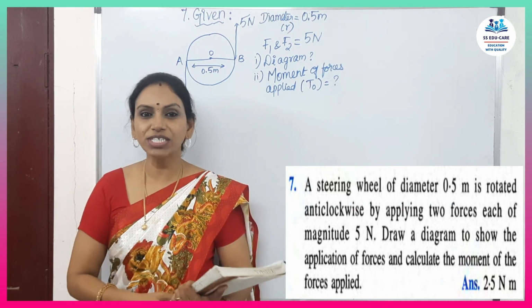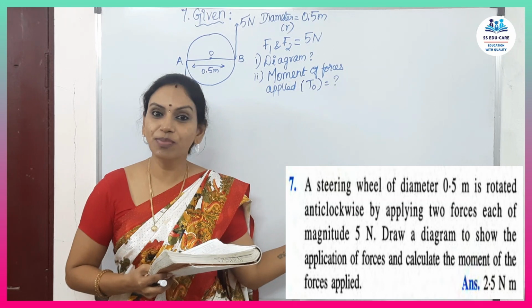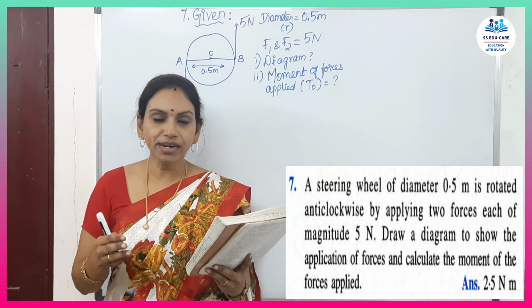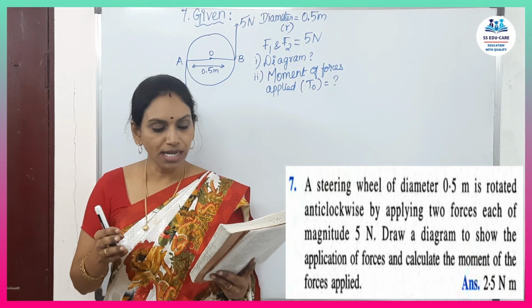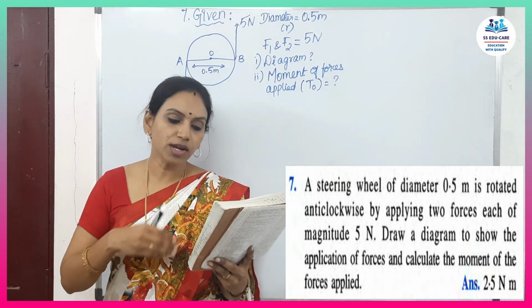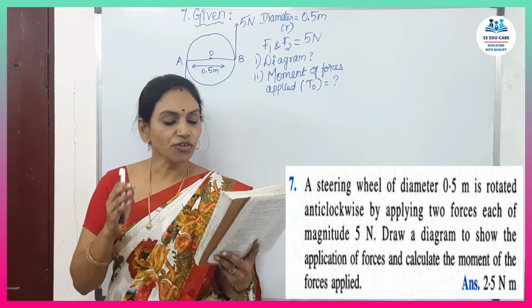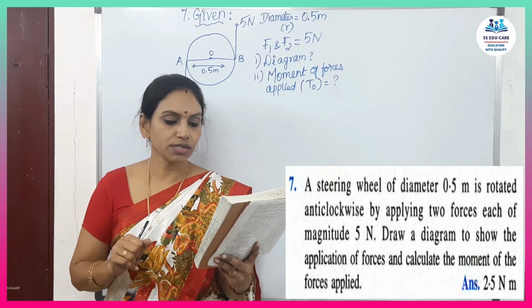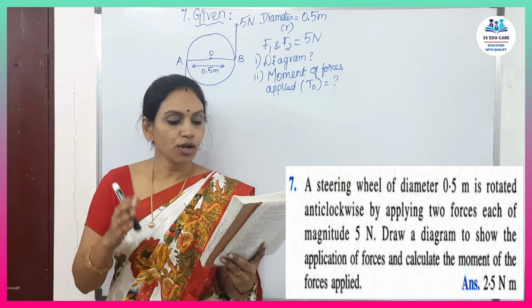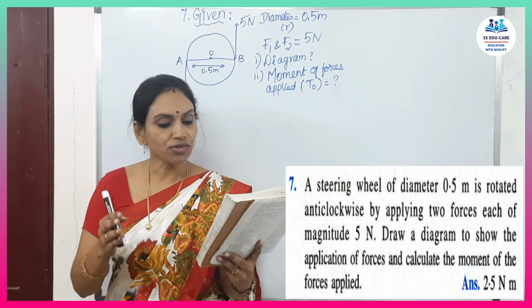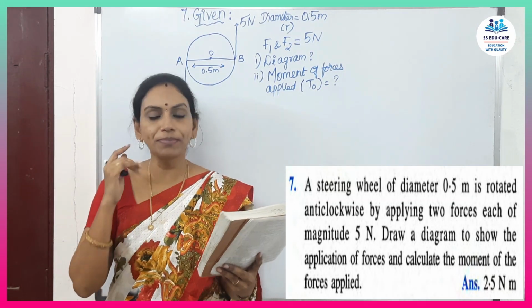Let me read out the question for you. The question is displayed here. A steering wheel of diameter 0.5 meter is rotated anti-clockwise by applying two forces, each of magnitude 5 Newton. Draw a diagram to show the application of forces and calculate the moment of force applied.